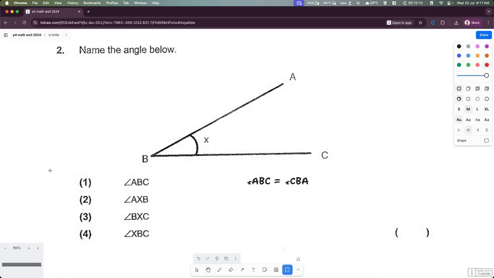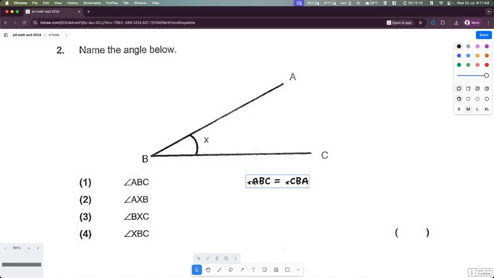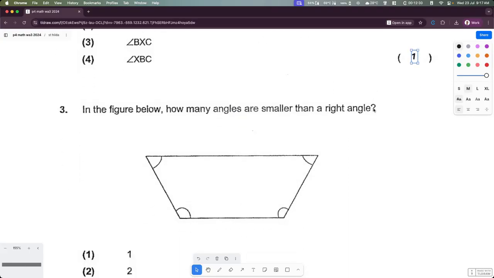But if you were to look at our options for this, right, you could see that the only option that we have that is according to what we wrote down here is option number 1. Okay, which is the answer. Answer is 1. All right, that's it. Okay, let's move on to the next question.